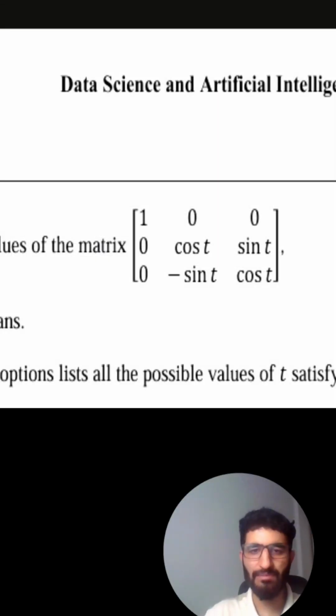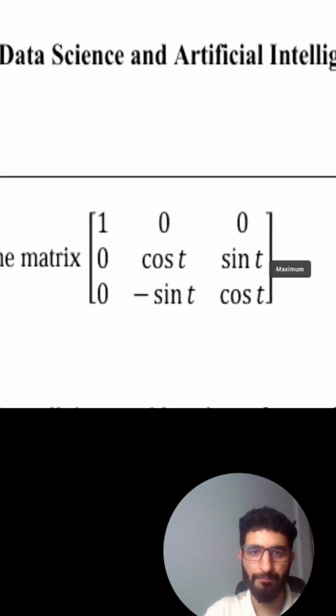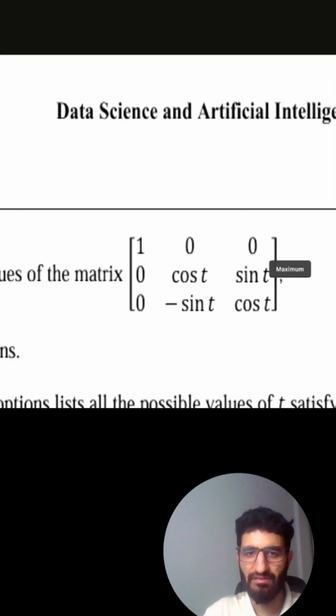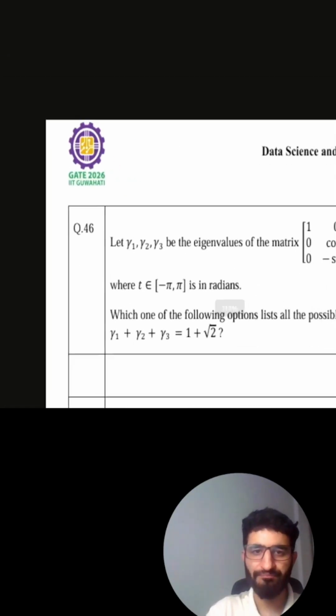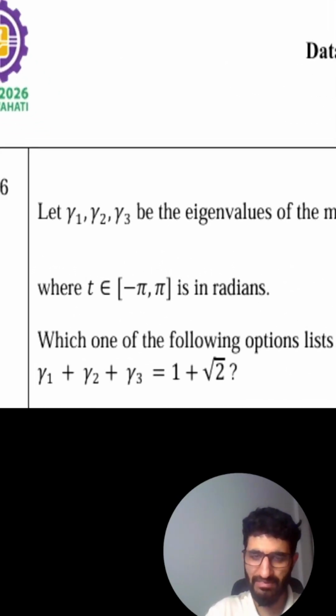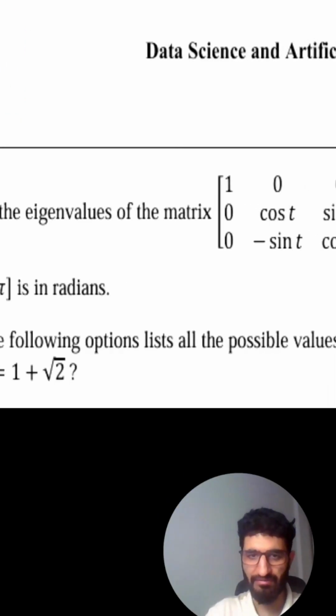The mathematical explanation for this simulation is the following matrix. Well, this matrix is a 3 by 3 matrix, and it has the sine, cosine values inside it for different values of the parameter t, where t is a parameter ranging from minus pi to pi in radians.